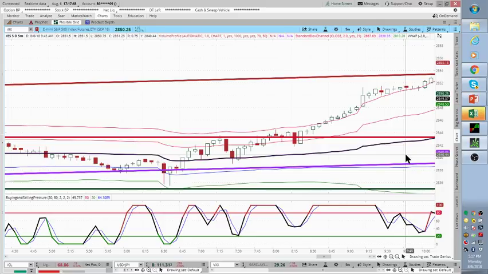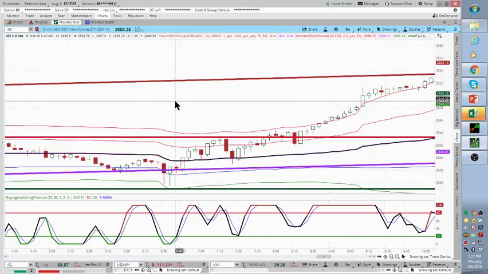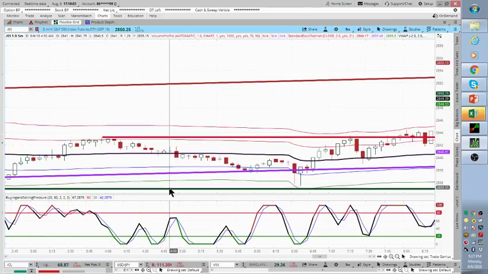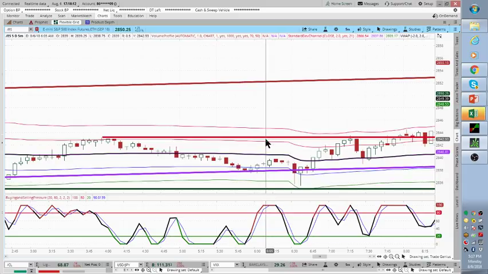Market's making its run to all-time highs, and I just wanted to show you a little bit of how to day trade. In the morning here, this green line represents the overnight low. This red line represents the overnight high. And most days, the range is captured during the day. Even if it comes out, it'll come back in.